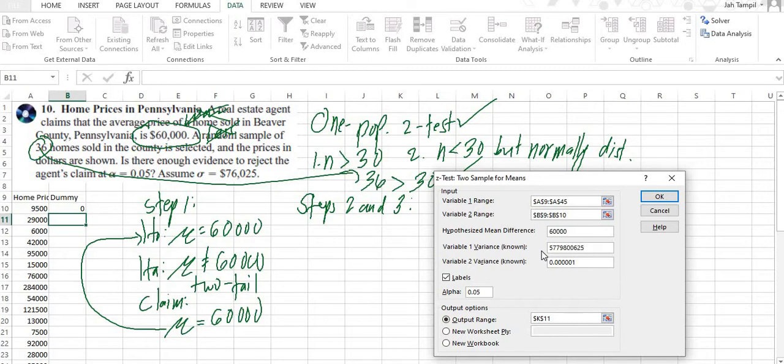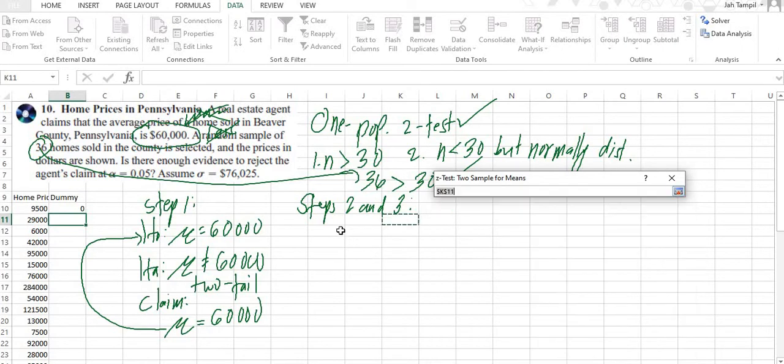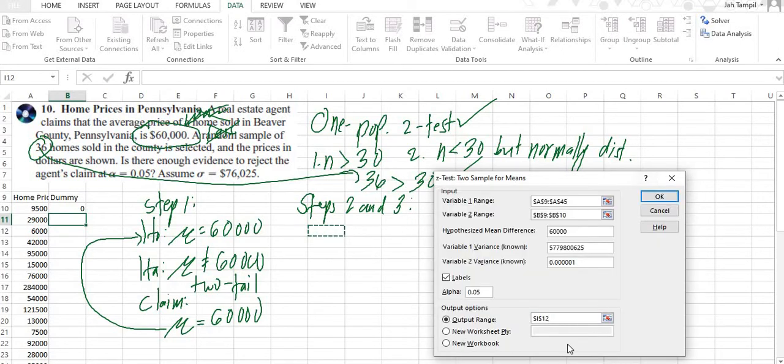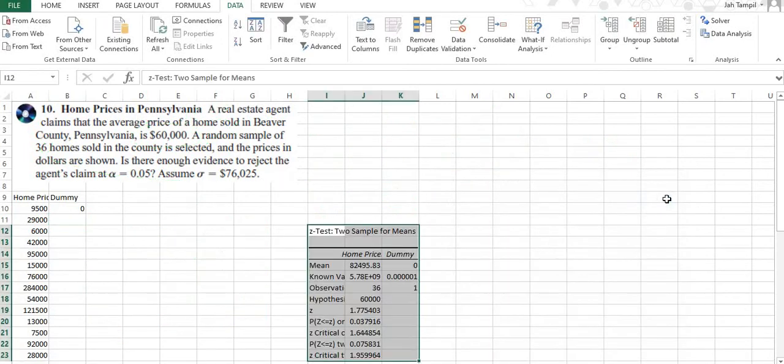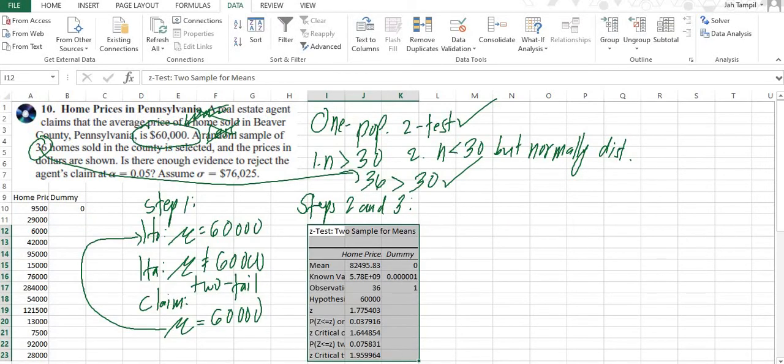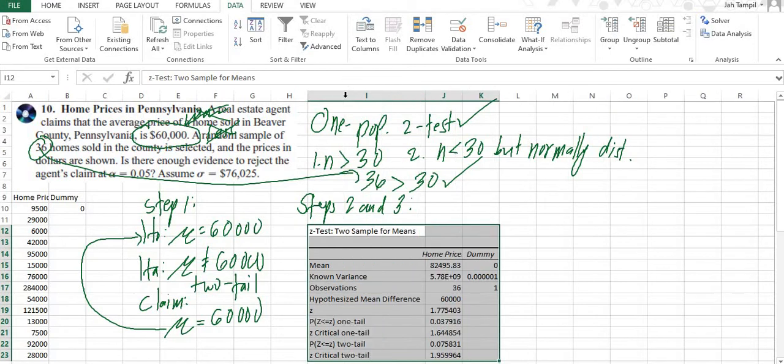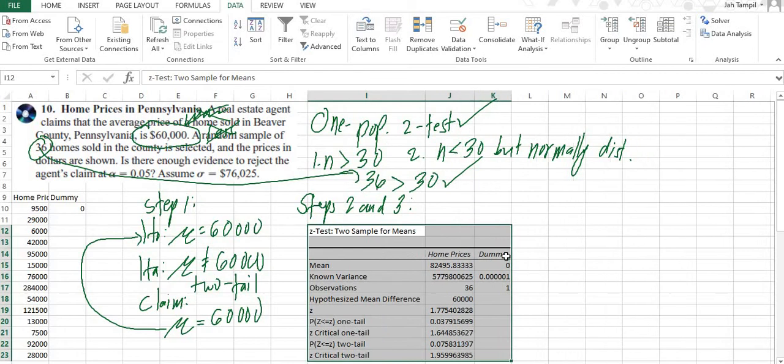So that number would be 5,779,800,625. The second variance is this one again. I'm keeping that because that would make it insignificant, and that's okay. So we selected this one. So we have our labels. Our alpha is stated and it's 0.05, and my output range, I want it here. So when everything is okay, we click OK. And there we go. Let us just adjust this one. So there we go, and adjusting this one, there we go.